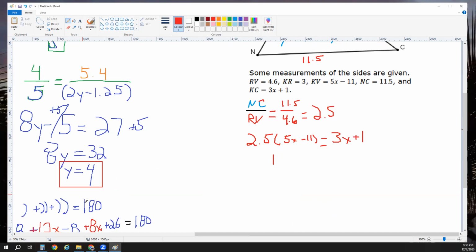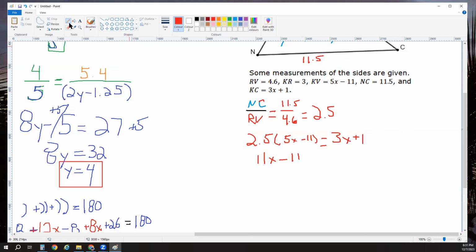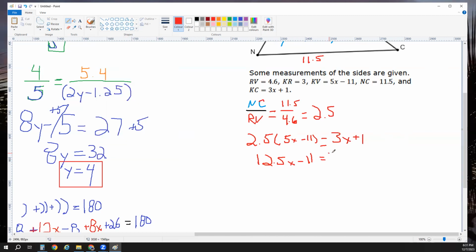Oh wait, I did that all wrong. Hold on, let me back that up. Control Z. Check that. 2.5 times 5x is 12.5x, minus 11. Yeah, check. 12.5x minus 11 equals 3x plus 1.